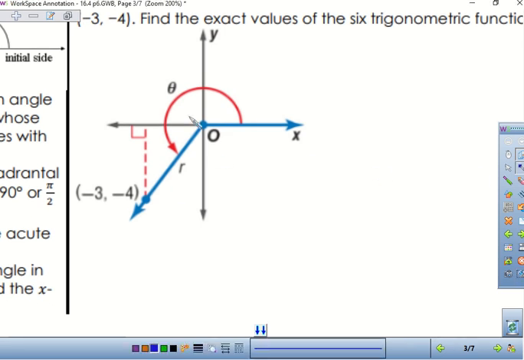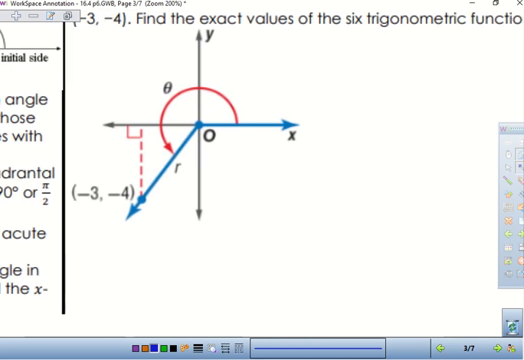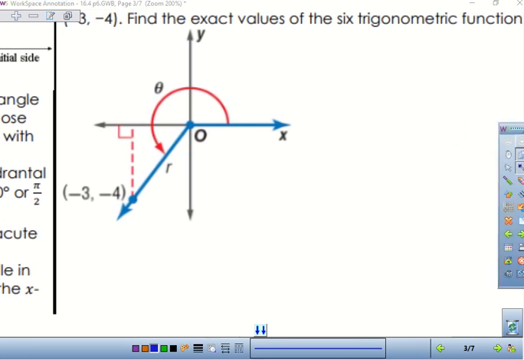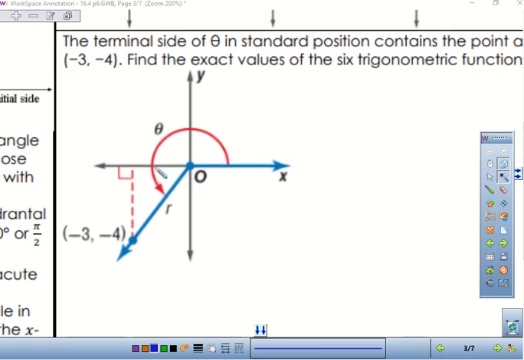So in the problem that we're looking at, let's read what it says. It says, find the exact values of the trigonometric functions of theta. So what we're going to have to do here is use something called a reference angle. A reference angle is an angle within this triangle in that quadrant that will help you find the information regarding this entire angle.